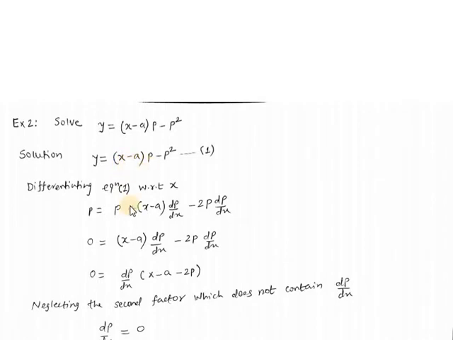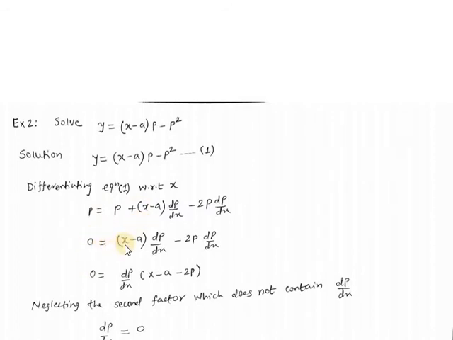So first of all, p is constant, and the derivative of this term, x minus a, with respect to x will be 1, because the derivative of x with respect to x is 1 and the derivative of a is 0. So here, p plus x minus a is constant, and the derivative of p with respect to x will be dp by dx, minus the derivative of p square, which will be 2p, but we have to differentiate with respect to x, therefore into dp by dx. Now here p cancels out, so here it will be 0.